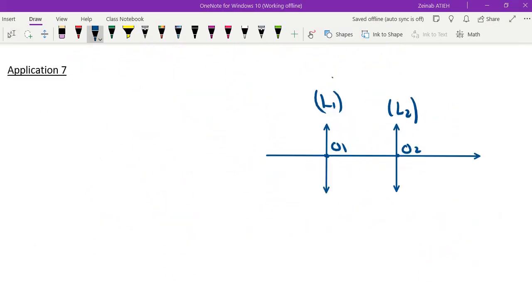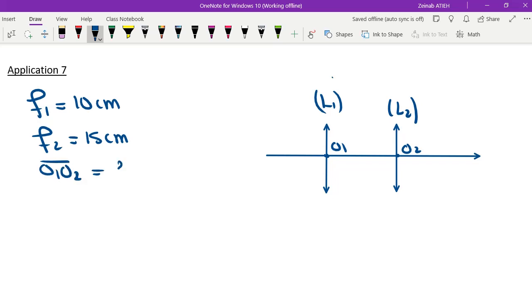I've drawn a figure مع الاثنين lenses converging. So the focal length لاثنين positive. f1 is 10 centimeter, f2 is 15 centimeter. This is given. The distance between them O1O2 is equal to 30 centimeter. Now we have to find the image focus and the object focus.